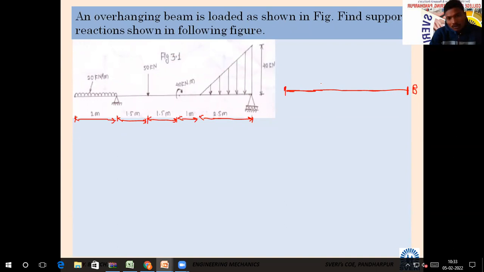Yes, this problem is from a university book. In the university exam, minimum 10 to 12 marks may be asked. It is a university exam problem, so everything is covered in this: all three types of loads, and even one moment is also there. So let us convert it to FBD.